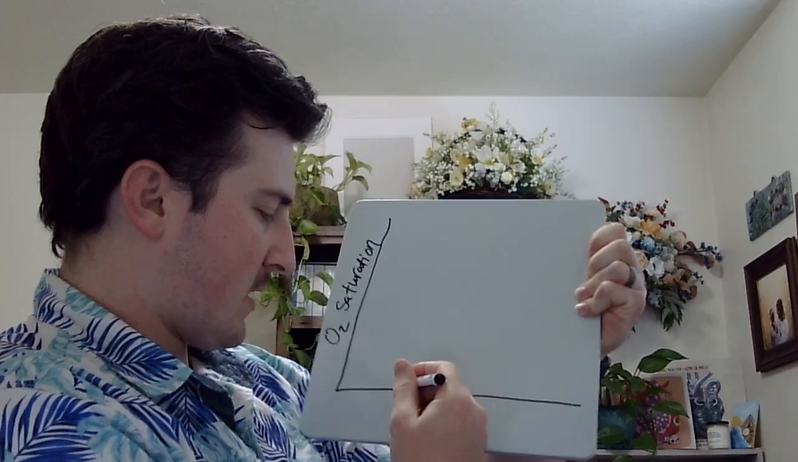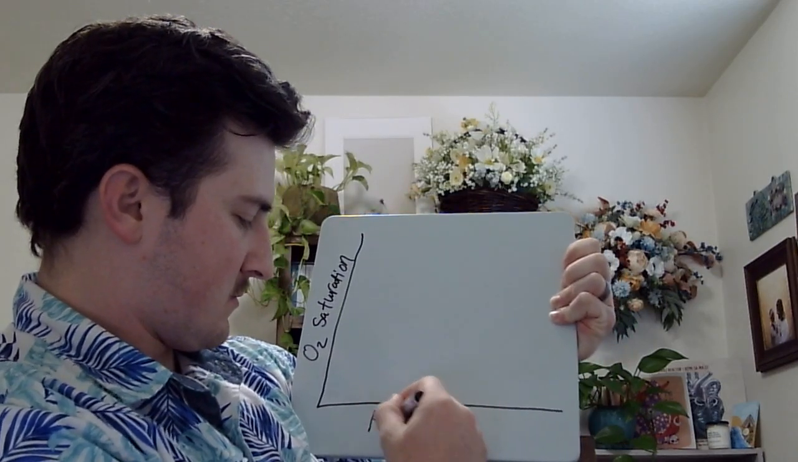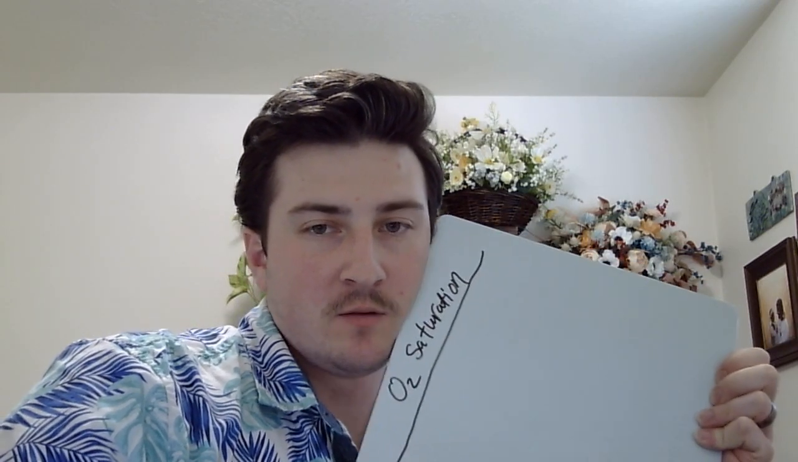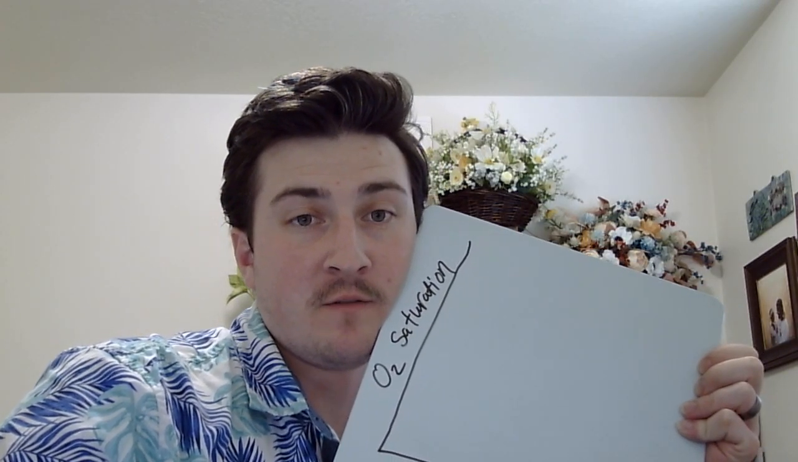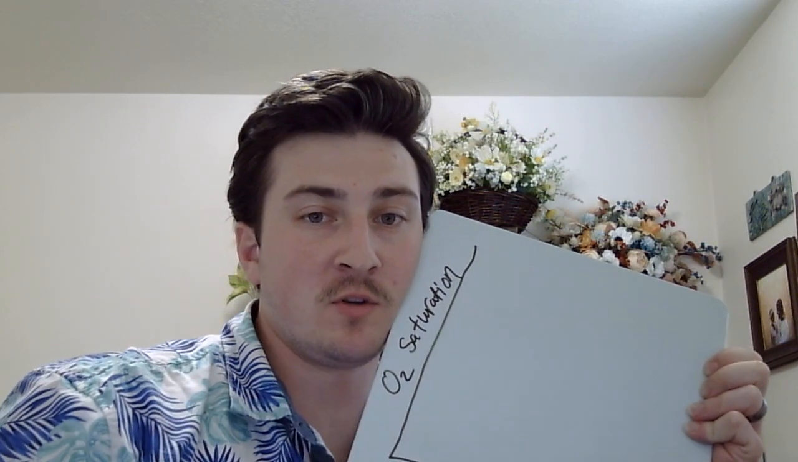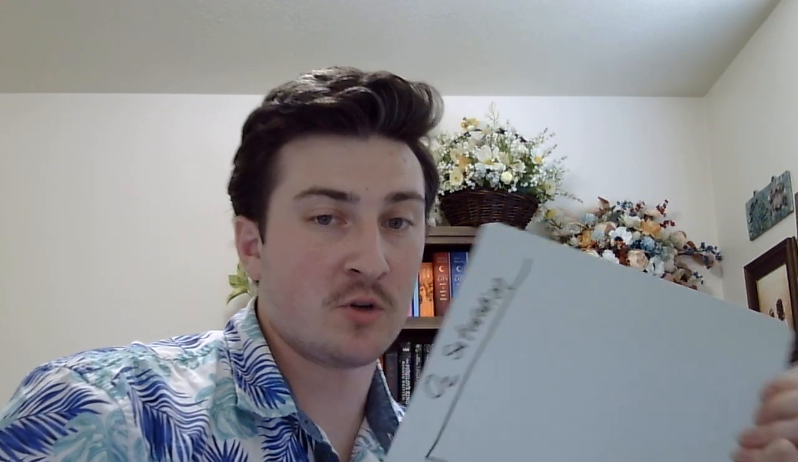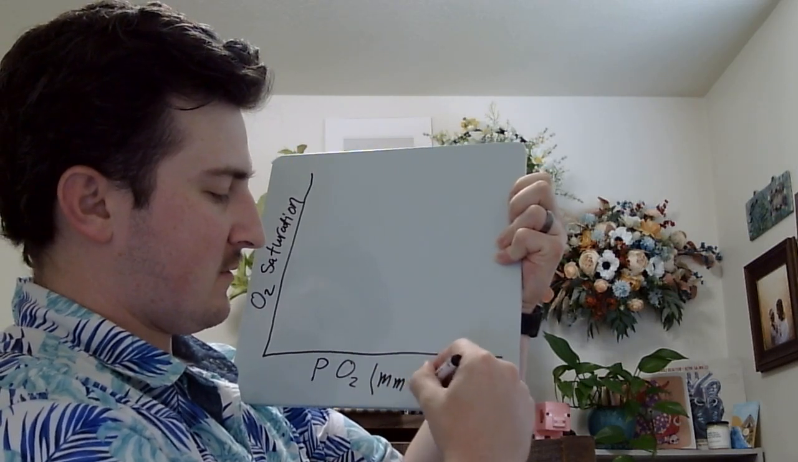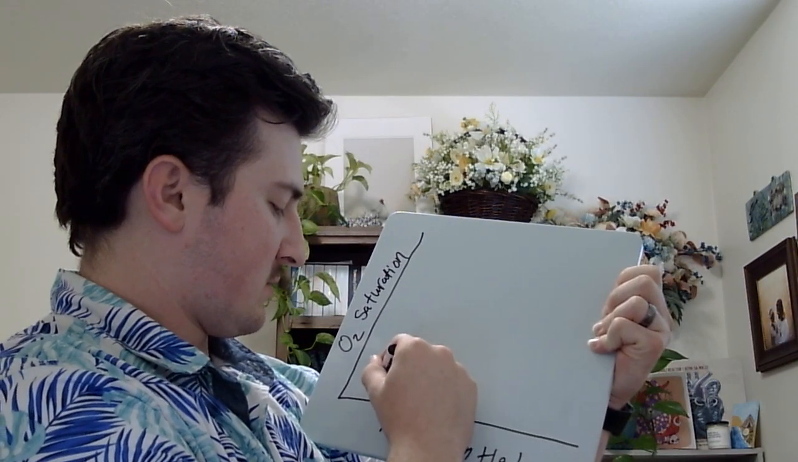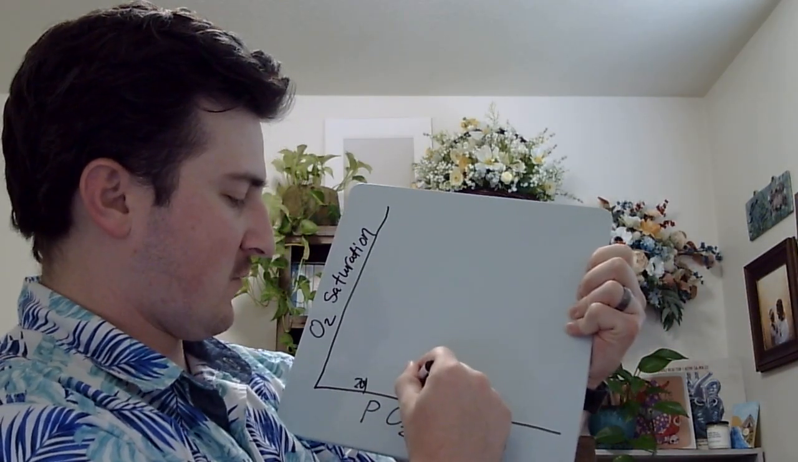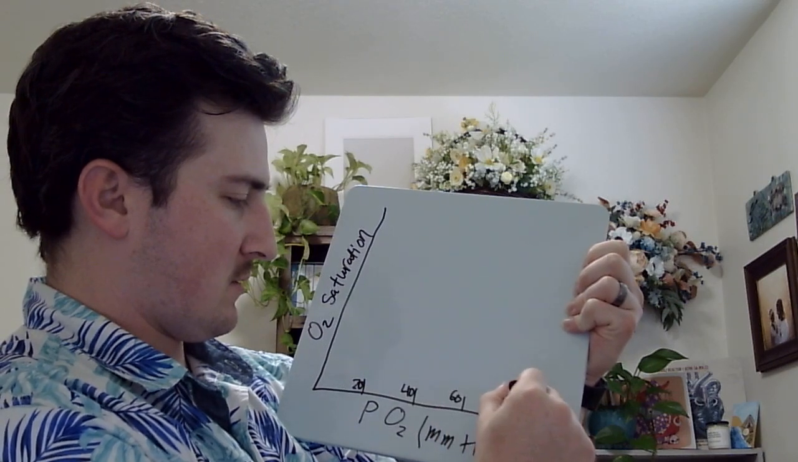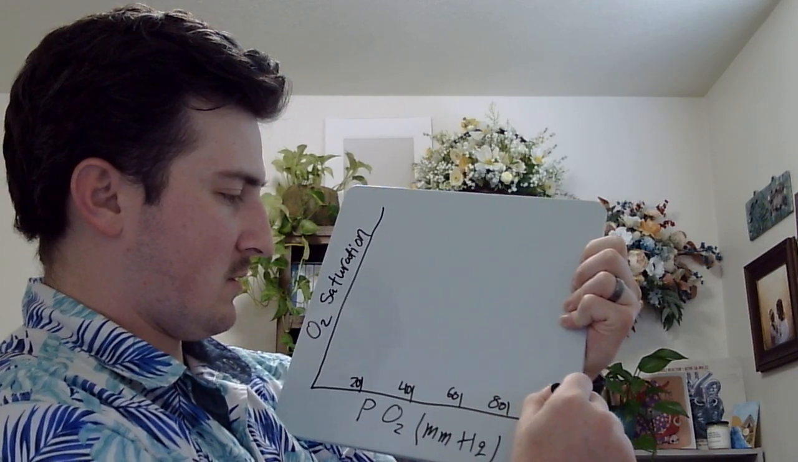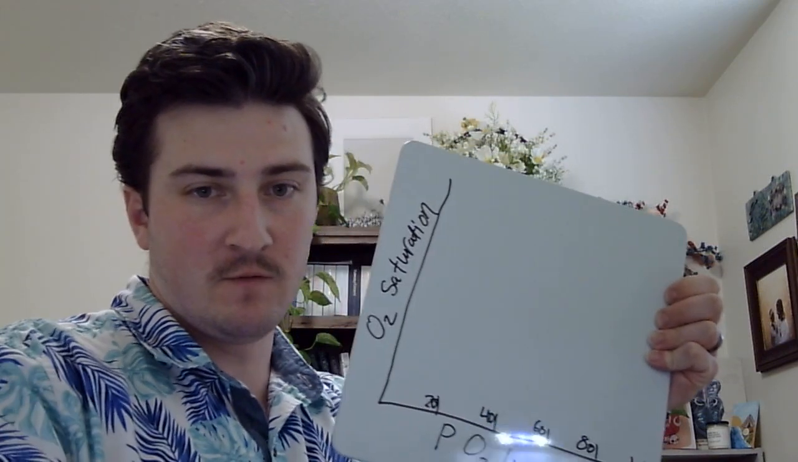And this one is going to be our PO2, the pressure of oxygen. So what's available to the body in pressure. And that's measured in millimeters of mercury, obviously. What we've been doing for so long. I'll put some numbers on here: 20, 40, 60, 80, 100. You can see that.